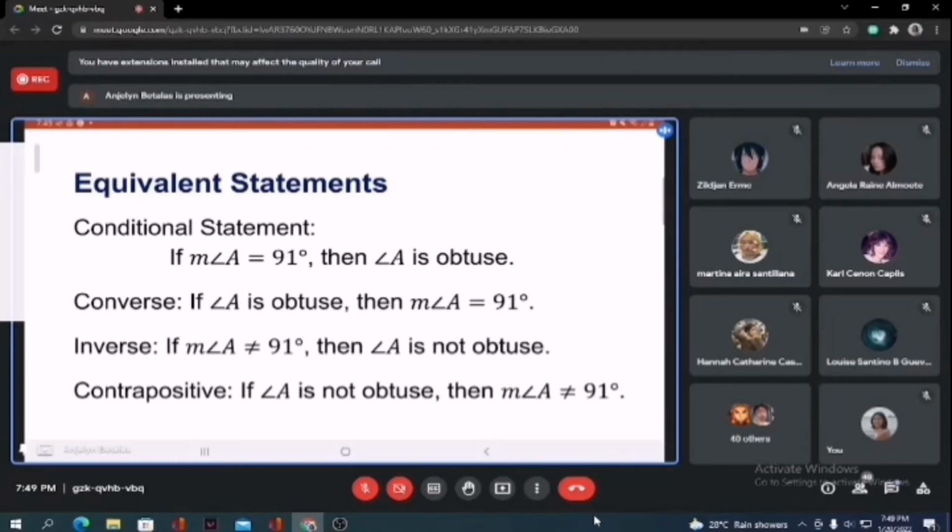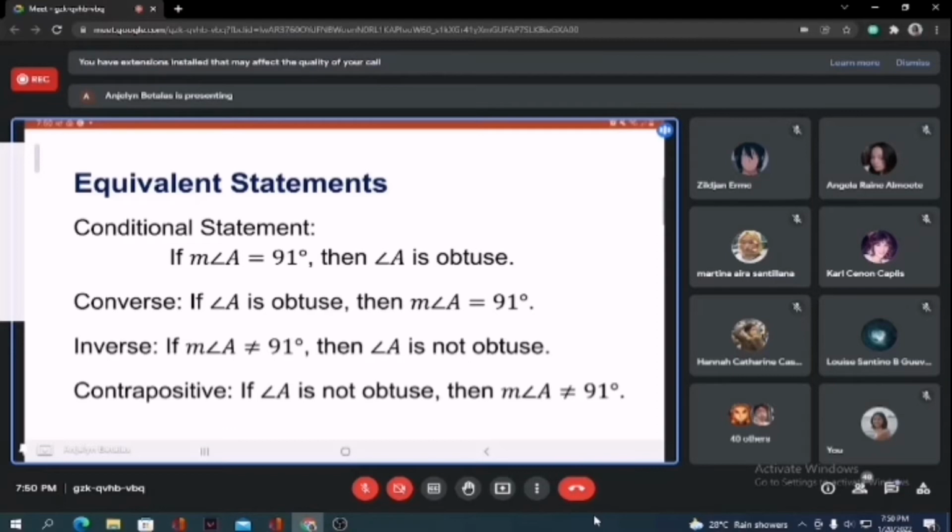But this is actually false. Why? Angle A is obtuse, and the measure of angle A is 91 degrees. That is not necessarily 91 degrees because it could be 100 degrees. Since obtuse has many possible values. It could be 91 and above. Obtuse is from 90 to 180. From 90 to 180, this is an obtuse angle.